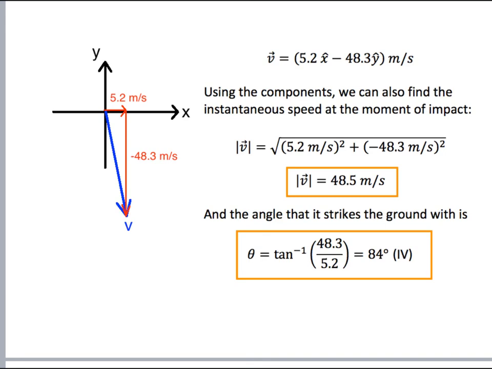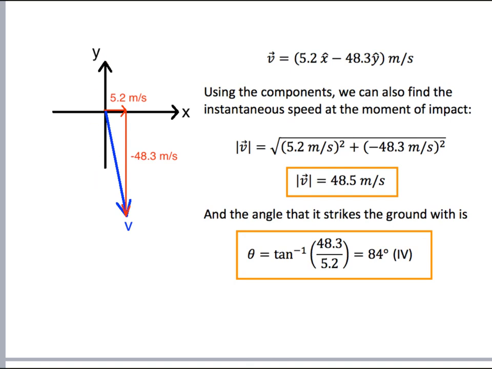Now, the problem that I asked about didn't actually ask to calculate the speed with which it hit the ground or the angle that it hit the ground. But if it did, that'd be pretty easy, right? Because we know that speed, that instantaneous speed, is the magnitude of the velocity vector. So if I want the speed that it hits the ground with, I just simply have to take the magnitude of this vector, and of course I use the Pythagorean theorem, and I would find that the speed with which it hits the ground is 48.5 meters per second.